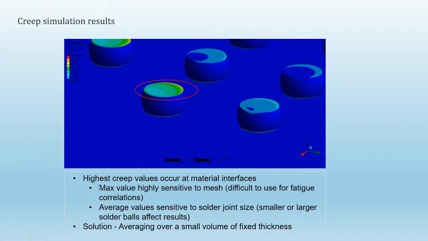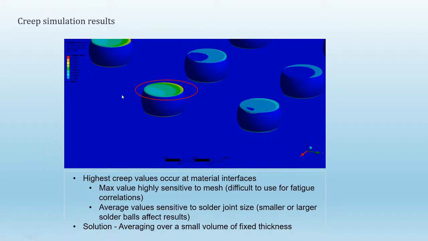So if we only look at the maximum value, the result becomes very sensitive to the mesh. Every time I refine the mesh, that value can potentially increase, and that makes it difficult for me to do validation later on. If I have to make sure the mesh is always the same between one model and the next, as they change the size of solder, as they change the geometry, it becomes very difficult to set up models accurately.